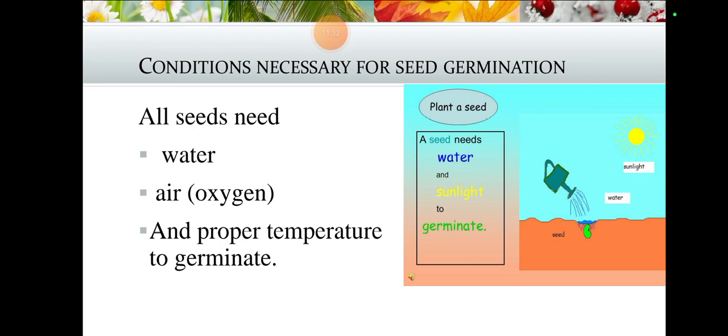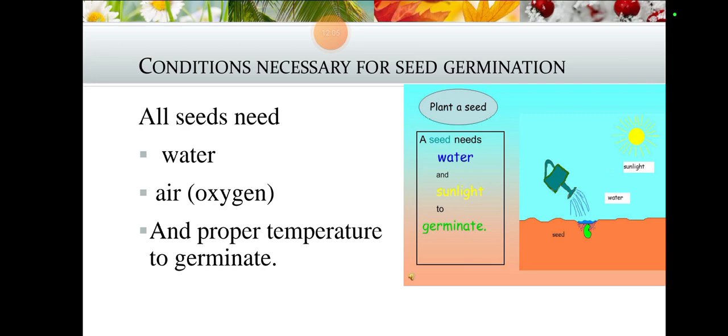Conditions necessary for seed germination. Of course, there are many conditions that a seed needs for germination. All seeds need water, which is so important. Like photosynthesis, they need water and air, like oxygen. Of course, they give us oxygen and take in carbon dioxide, and they need a proper temperature to germinate. If there were no sun, how would they germinate? So all these three necessities are important: water, air, that means oxygen, and a proper temperature to germinate.